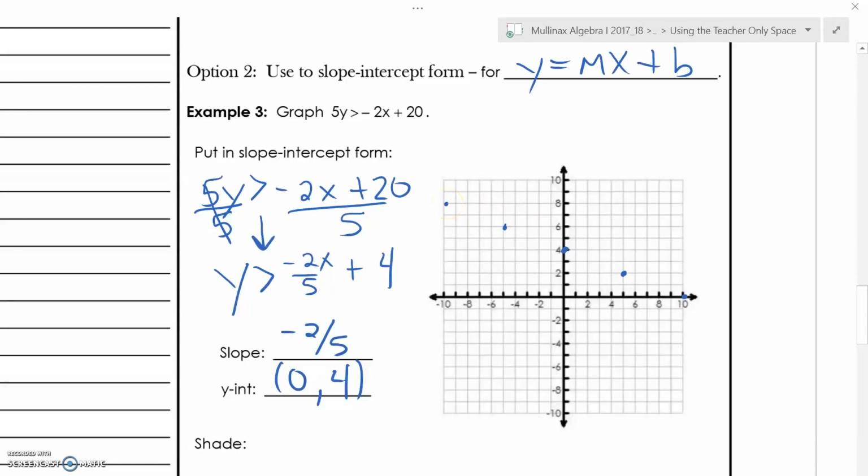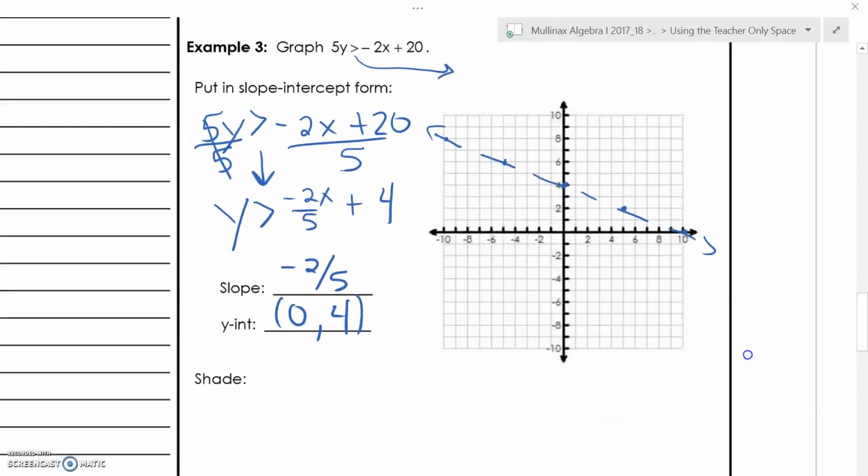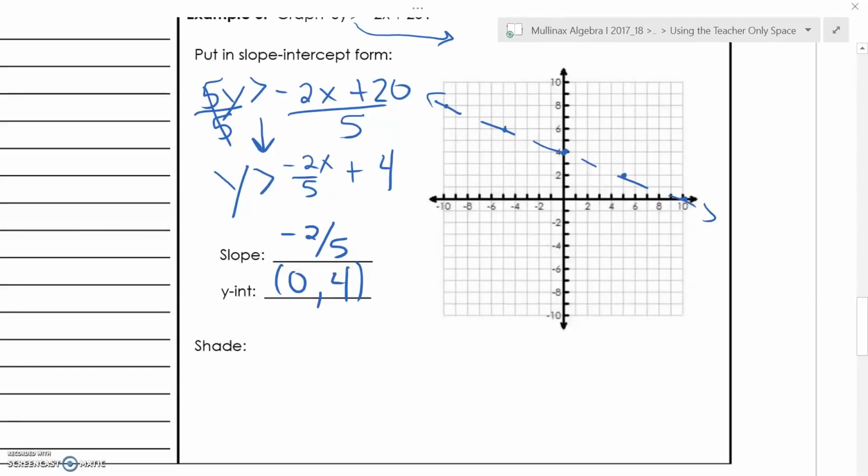All right, before you draw the line, you should look at the symbol and see that it's greater than only. If it's greater than only, then the points that we just plotted make y equal negative 2/5 x plus 4, and they are not solutions. So we show that they are not solutions by doing a dashed or dotted line. Now we have to decide which side to shade. So I'm going to use 0, 0 as a test point.